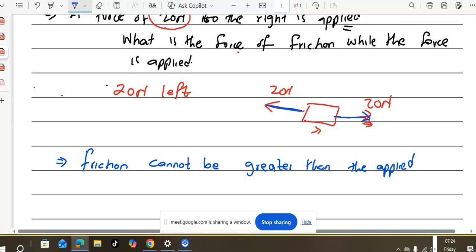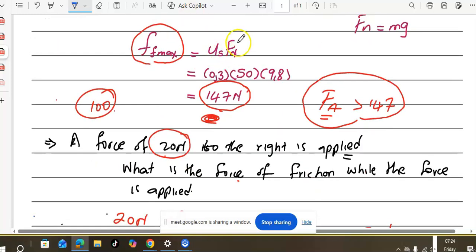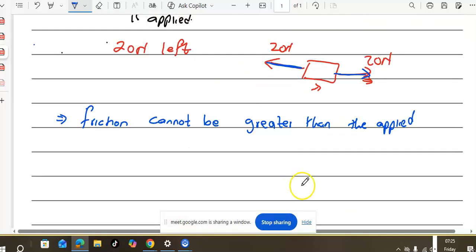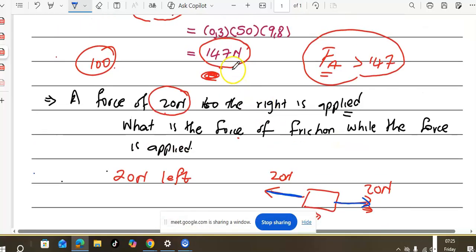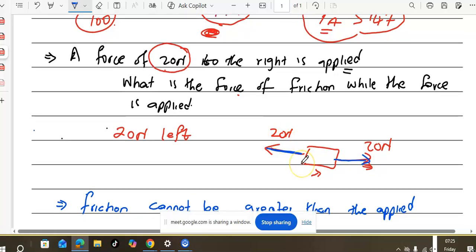So now we have the applied force that is applied to the right, the 20. This applied force is less than 147. And in order for the crate to move, we need a force that is more than 147. Since the applied force is less than 147, the friction will be equal to the applied force, but in an opposite direction.